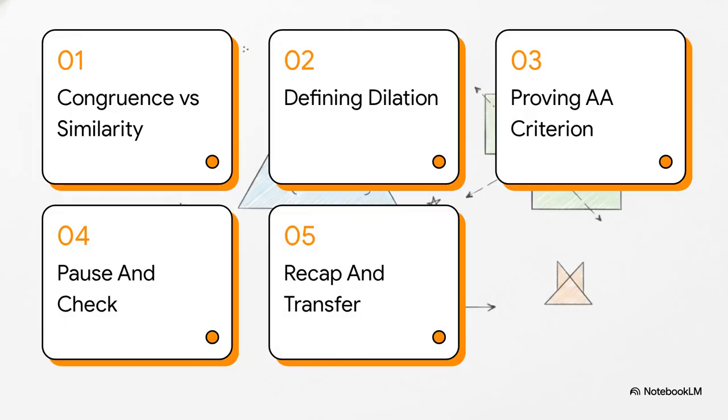Here's our roadmap for today. First, we'll look at congruence versus similarity. Then we'll define dilation and similarity. After that, we're proving the AA criterion. We'll do a quick pause and check to make sure it's all making sense. And finally, we'll wrap up with a recap and a real-world transfer question. Okay, let's dive into this.